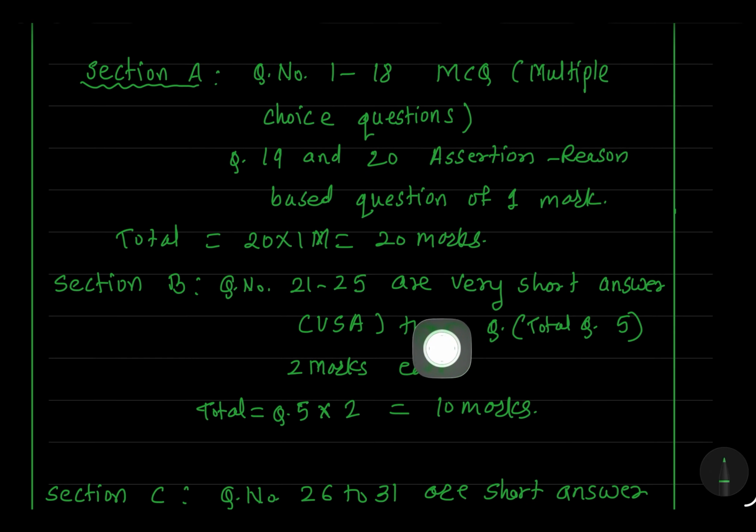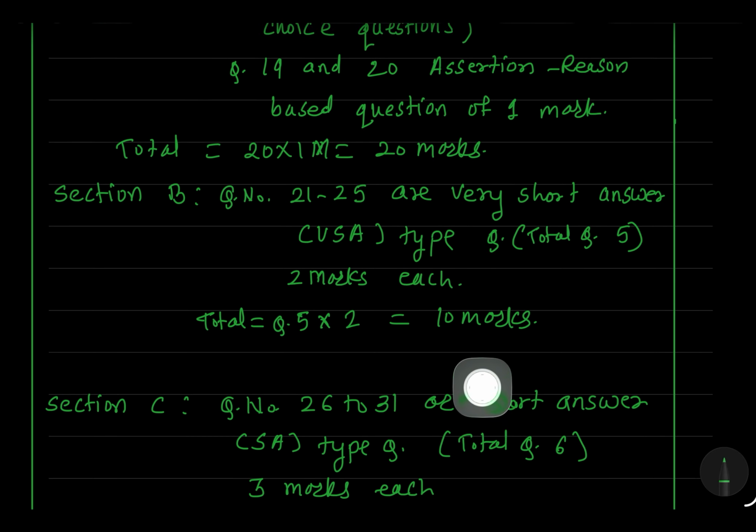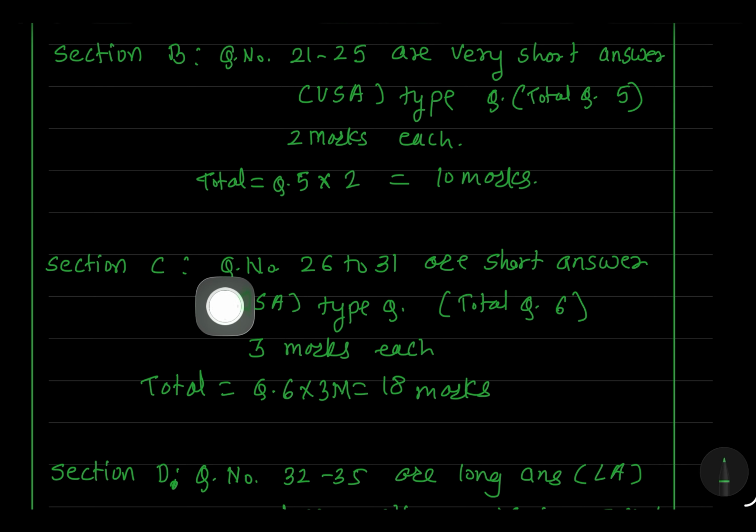Now section B has question numbers 21 to 25. These are very short answer questions, VSA. Total questions are 5, 21 to 25, with 2 marks each. 5 into 2 means 10 marks. Section B is 10 marks. Then section C, question numbers 26 to 31, are short answer type questions. Total questions are 6, with 3 marks each. So 6 into 3 is 18 marks. Section C is 18 marks.